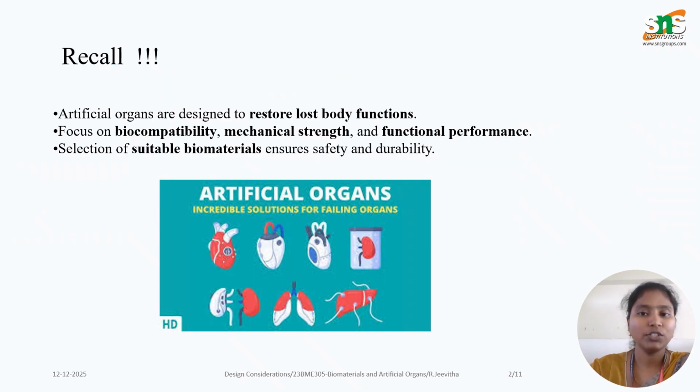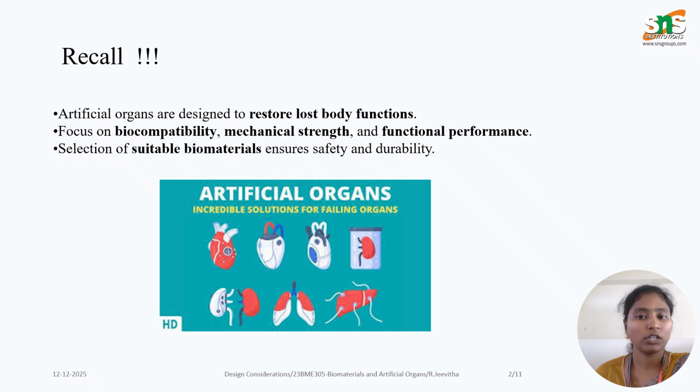Before we enter the main topic, let us recall what artificial organs are. Artificial organs are the devices created to restore a lost function of our body. This may be mechanical, biochemical, or physiological. Examples include artificial kidneys, pacemakers, artificial skin, and mechanical heart valves.